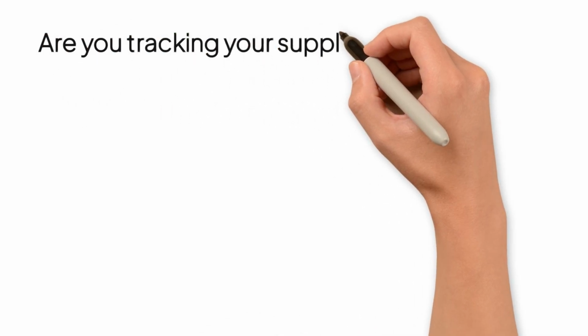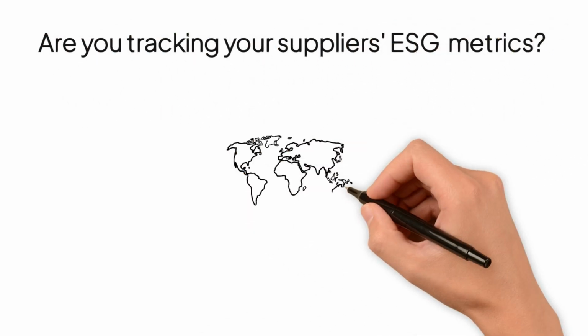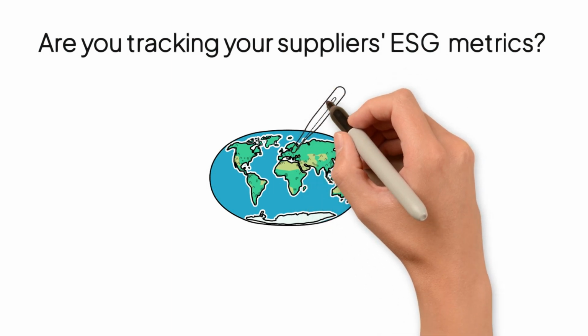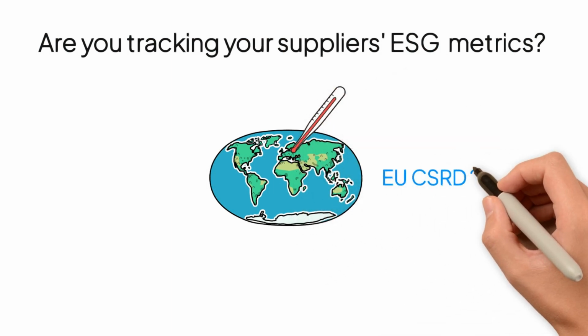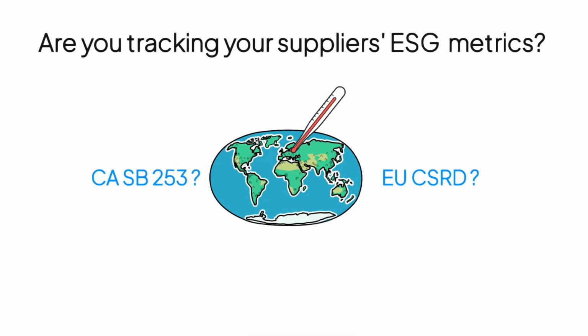Hi, is your company tracking your suppliers' ESG metrics? You may want to do so to comply with new ESG Scope 3 regulations, like CSRD in the European Union or SB 253 in California.